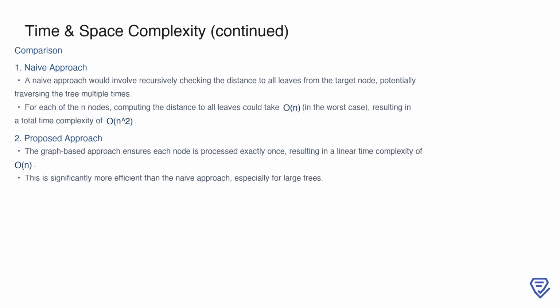When we compare our approach to a naive method, the differences become clear. A naive approach would involve recursively calculating the distance to all leaves from the target node. This could lead to traversing the tree multiple times, as each node would compute distances to its respective leaves. For n nodes, this approach could take O(n) time per node, resulting in a total time complexity of O(n squared) in the worst case.